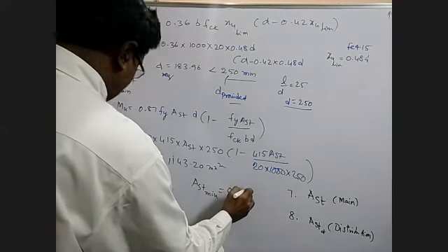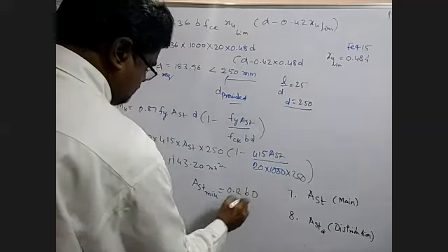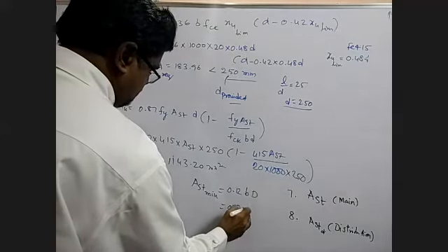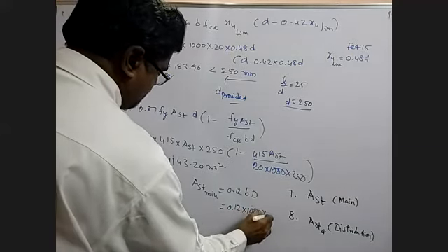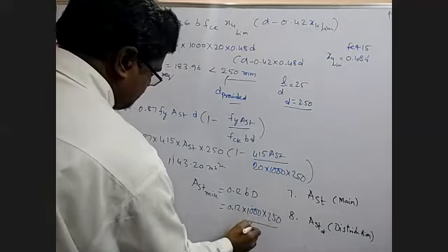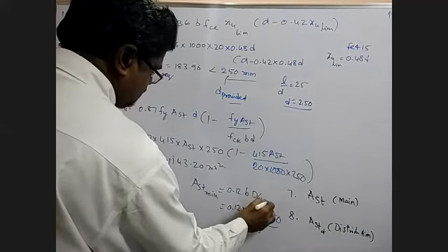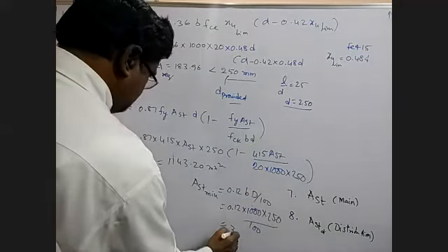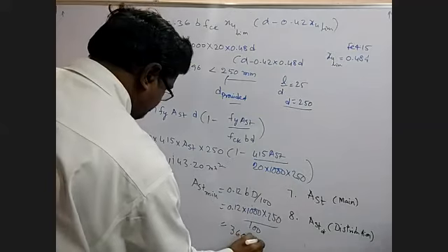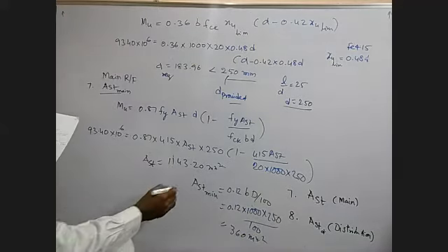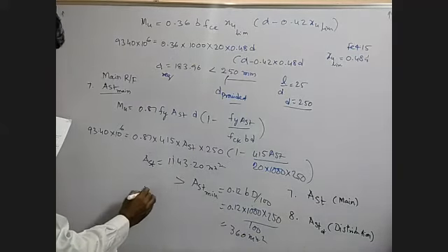Okay. AST minimum is equal to 0.12% of BD. So this is 0.12 × B, which is 1000, × capital D, which is 250, divided by 100. So you will get 360 mm square. So AST is greater than AST minimum, hence okay.